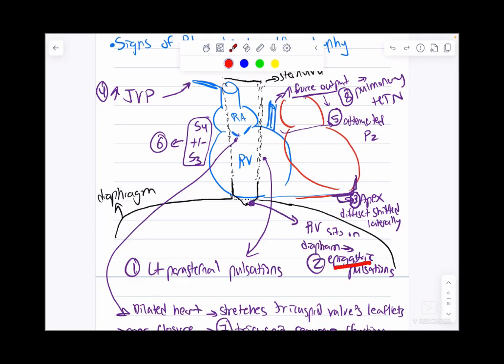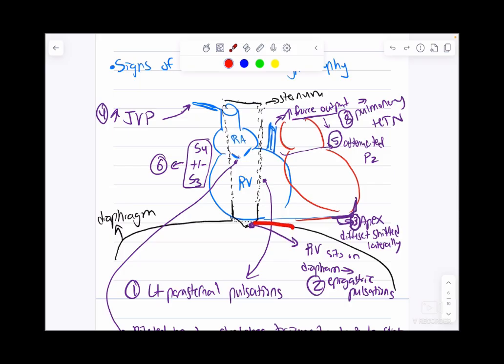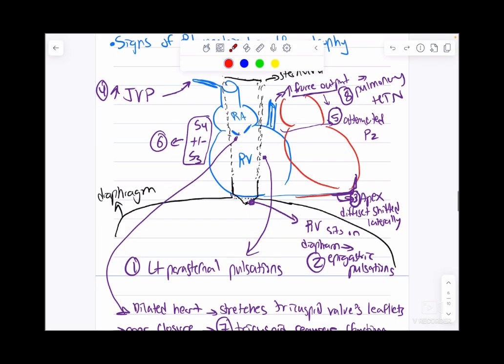Second, epigastric pulsations. Why epigastric? Well, if we look at the diaphragm, the right ventricle sits on the diaphragm, especially when enlarged, and it's going to transmit the beat to the epigastric area, and you're going to feel it clinically when you examine the patient. When you place your fingers along the epigastrium of the patient, you should feel the pulsations.